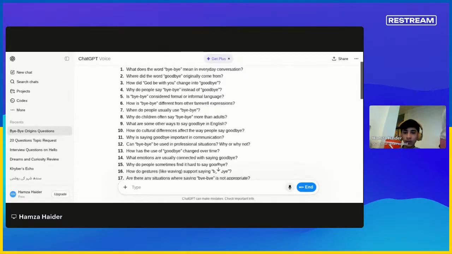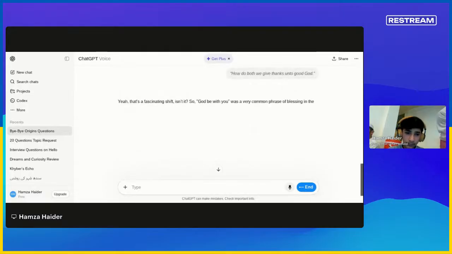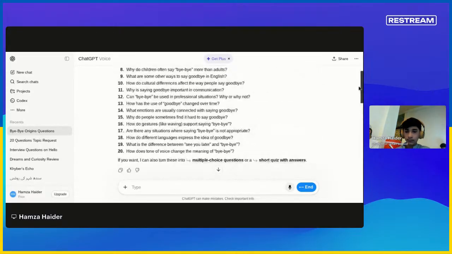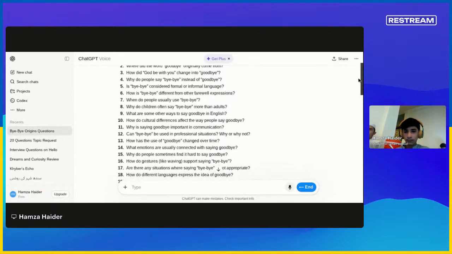How did "God be with you" change into goodbye? That's a fascinating shift, isn't it? So, God be with you was a very common phrase of blessing in the past. Over centuries, people started saying it quickly, slurring the words, and eventually, God be with you became goodbye. It's a perfect example of how religious or formal phrases can morph into everyday speech over time.